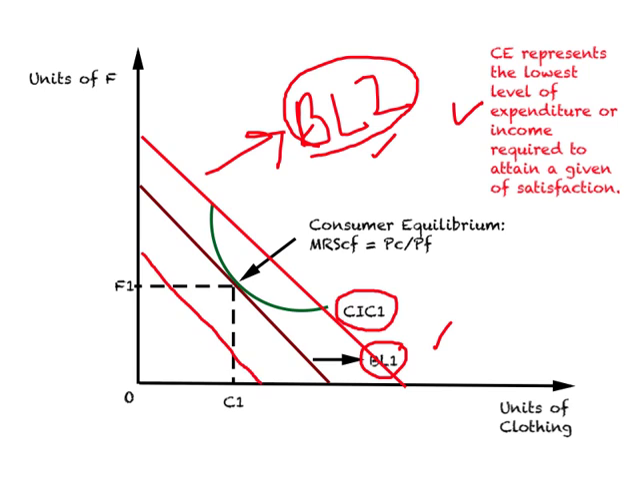Another possibility, look at the following. Suppose you are given another budget line. Now let's call this BL3. Now the satisfaction implied by CIC1 is definitely not attainable when you use BL3, though we know BL3 implies a lower level of expenditure or income by the consumers, and that is how we show that this is what consumer equilibrium represents, and that is the lowest level of expenditure or income required to attain a given level of satisfaction.